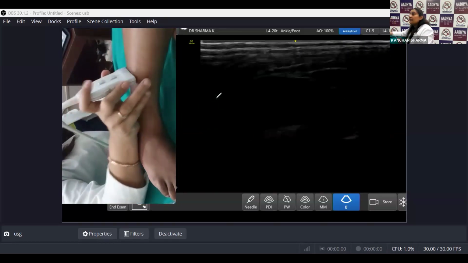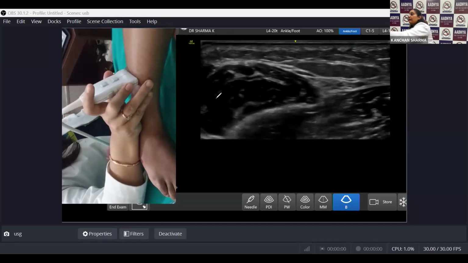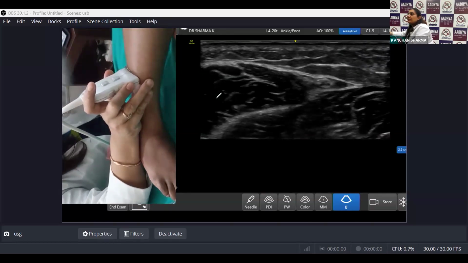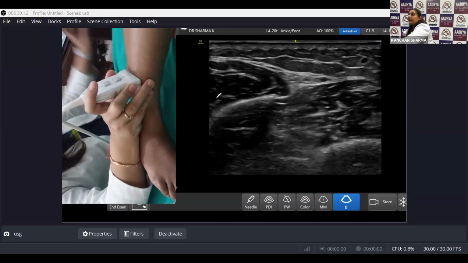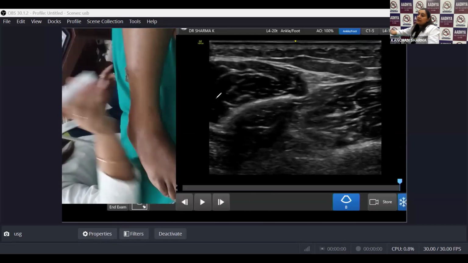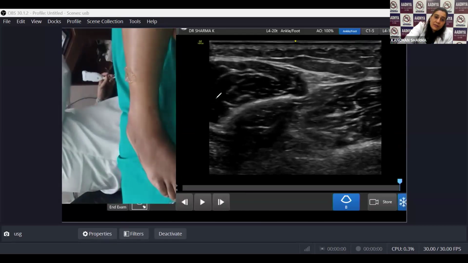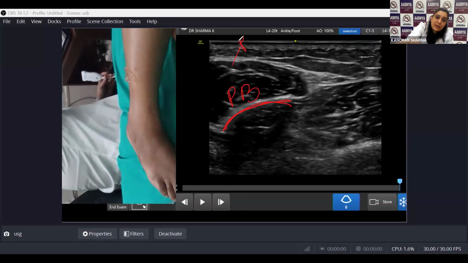In the short axis, so the moment I am going to do this, I will be able to see something like this, right? So I'll freeze it here. This is the short axis of the fibula. This is peroneus brevis. This is peroneus longus tendon. This is your superficial peroneal nerve. Okay. This is your extensor digitorum.